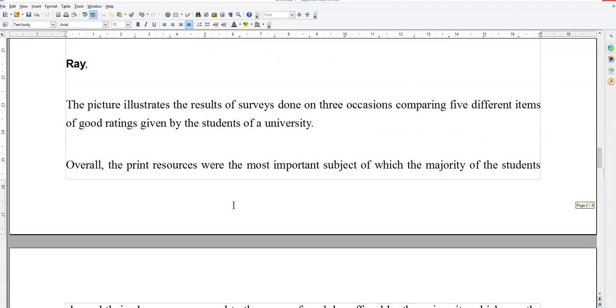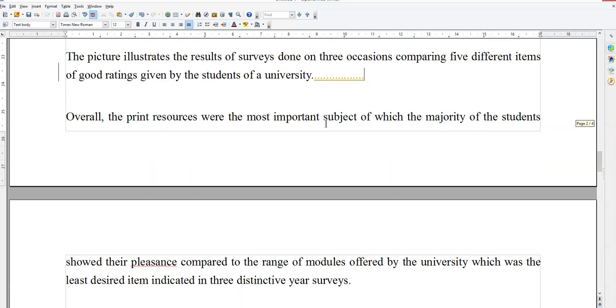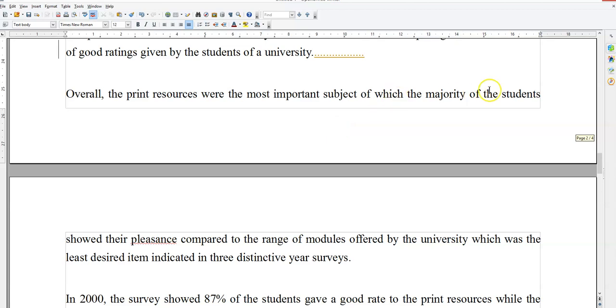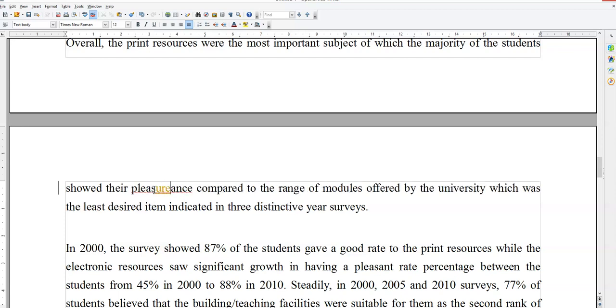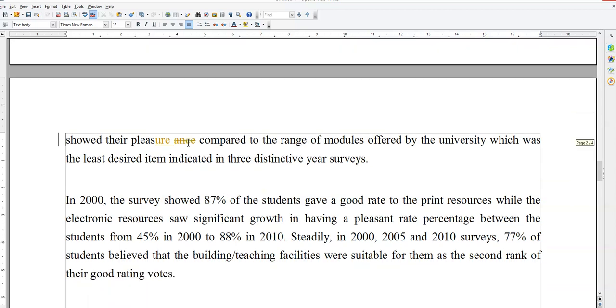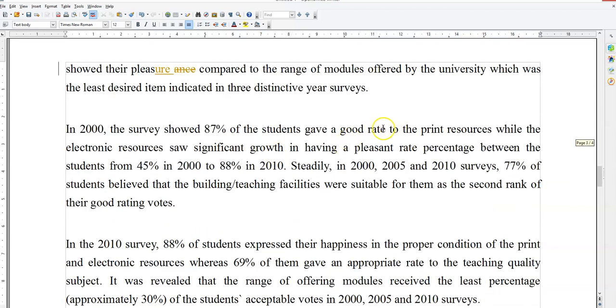The picture illustrates the results. Well, the picture, it's a table. Again, what's it measured in? What's the range? Okay. Print resources are the most important subject. Another student showed their pleasure. Well, I didn't really share it, so I just rated it in a particular way. 87% of students gave a good rating to the print resources. Significant vote in having a pleasant. How can you have a pleasant percentage rate?